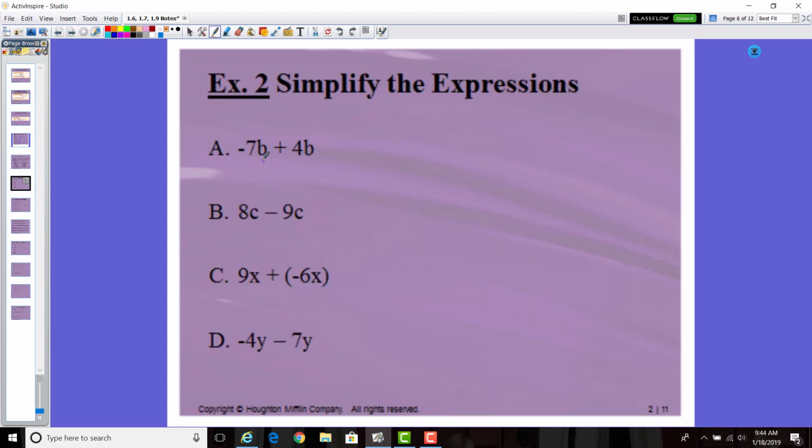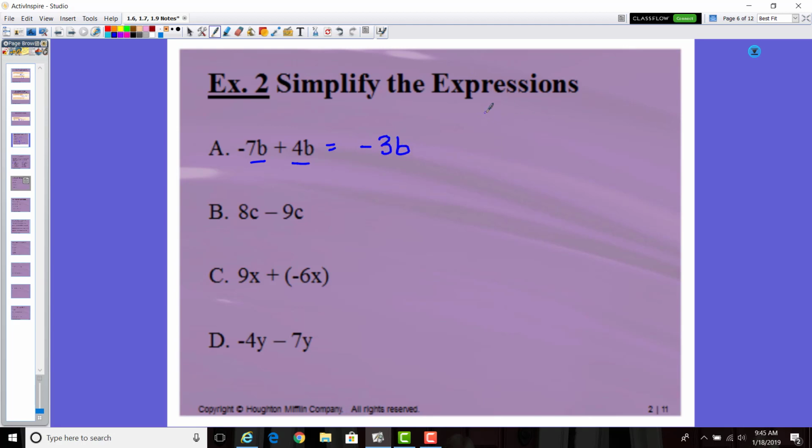So using those like term rules, let's simplify. All you have to do, it's like taking a basket of apples on the left and a basket of apples on the right and putting all of those apples into one basket in the middle. That's what like terms is like. So since these both have b parts, all we have to do is combine their coefficients into one number. So whatever those numbers are, you always add them. So -7 plus 4 gives us -3b.